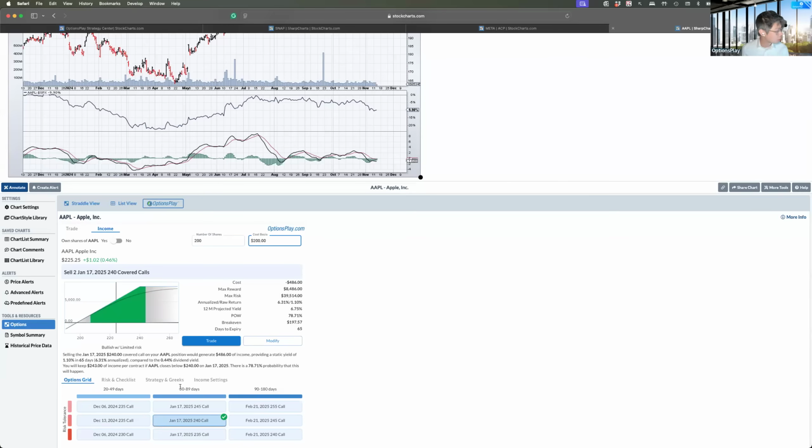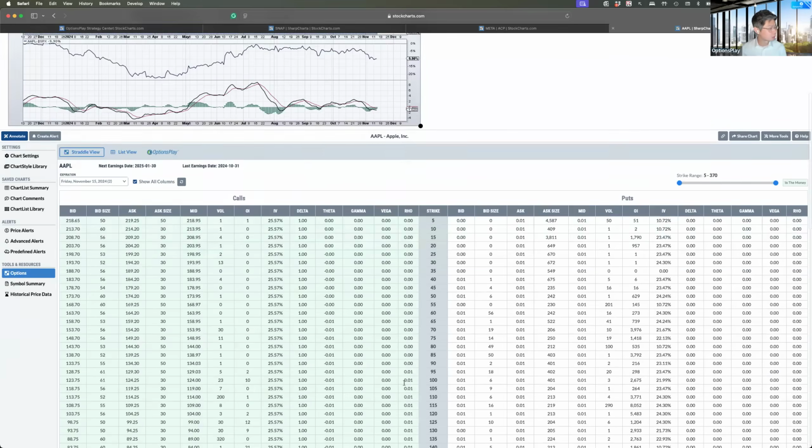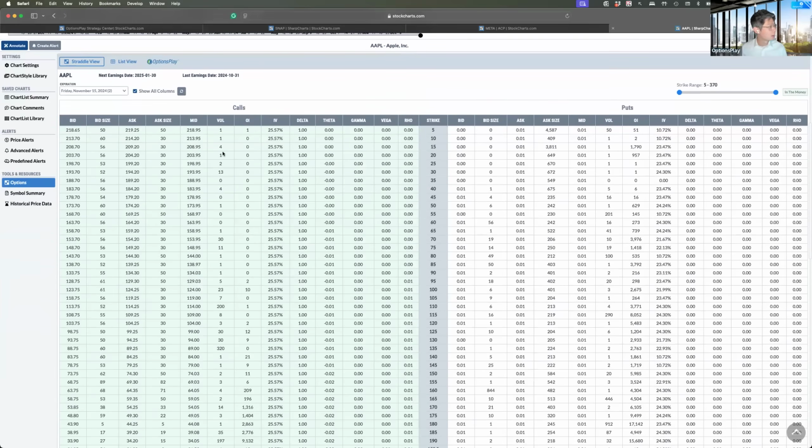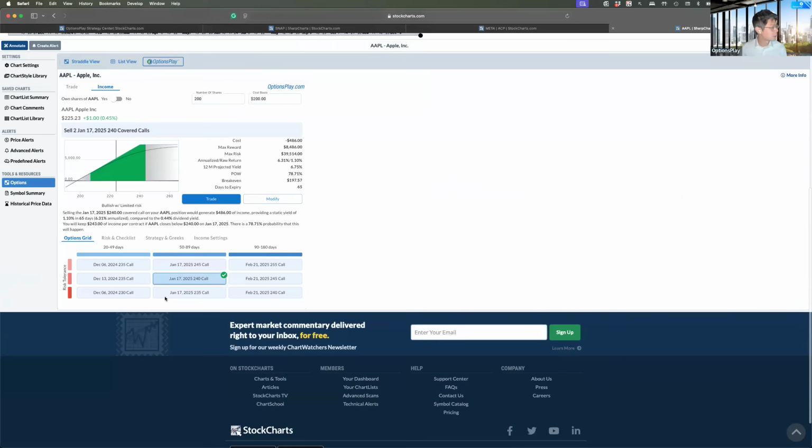You can use shorter dated options, longer dated options, more conservative, more aggressive. It gives you a much more limited choice as opposed to the full straddle view, which gives you the whole phone book. This basically gives you views that make more sense. So maybe a December 235 is a good starting point, and I can get about 8.5% yield going out to December 235. If I go to January, I get 6.75. If I go out to February, I get 6.66.